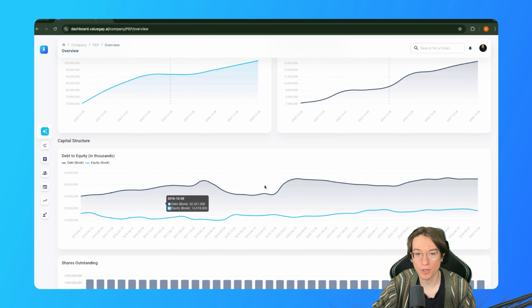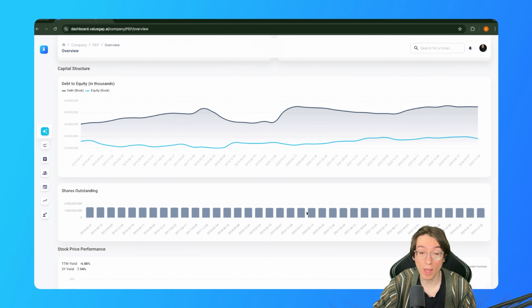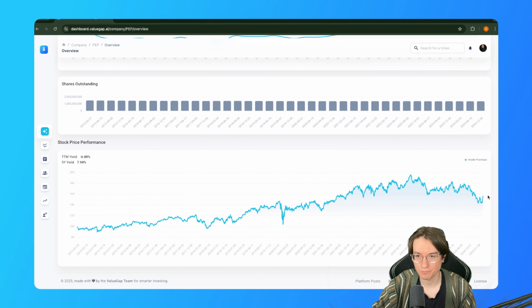We also have capital structure, so you get to see how much debt and equity is on a company's books. And then we also have shares outstanding. So you get to see how share counts have changed over time. Are they diluting shareholders? To what extent are they diluting shareholders? And so forth. And last but not least, we have a price chart for the stock. In your profile settings, you can actually move this up to the top. I prefer to see it at the bottom just because I prefer to know about a company's operations before their price. But again, we give that option to our users.